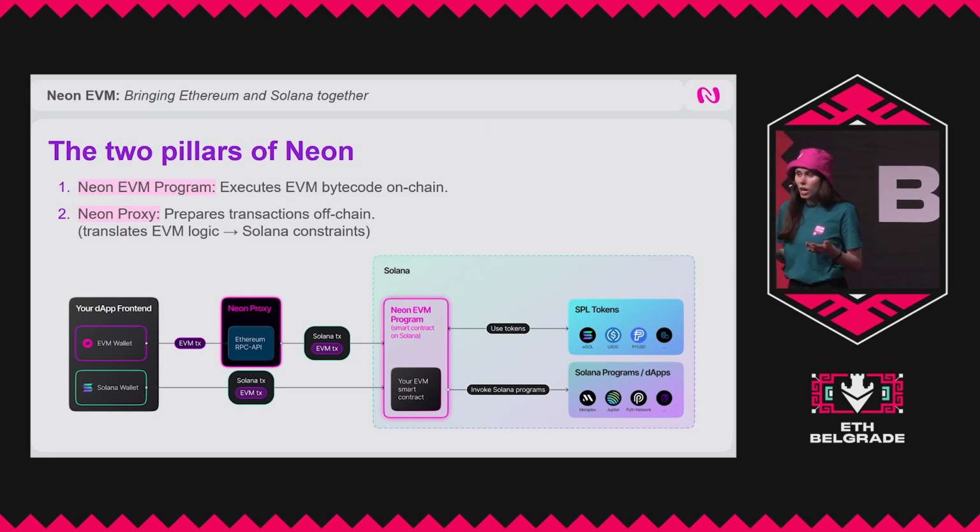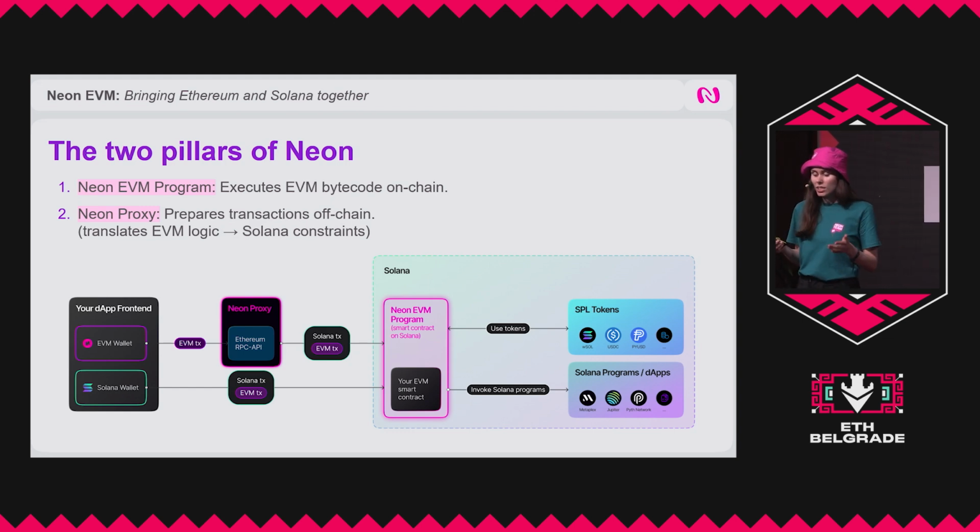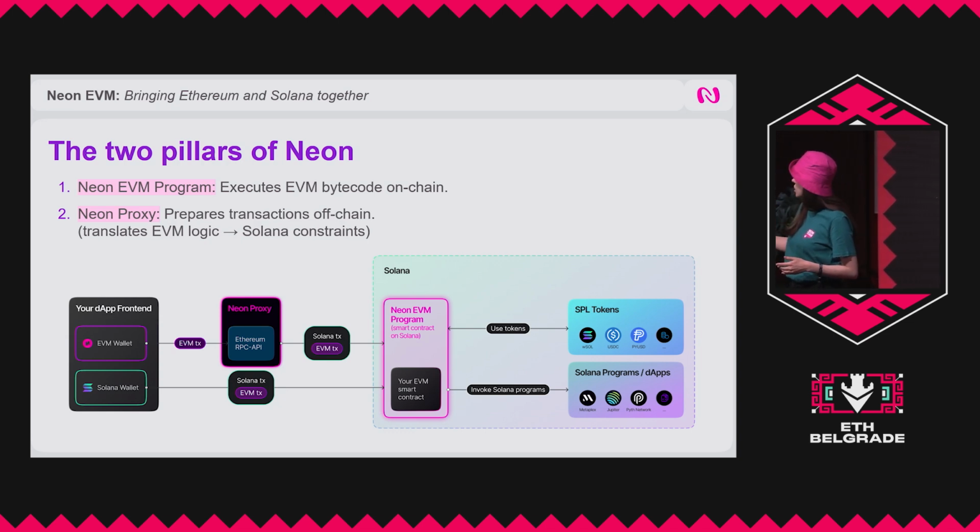And a Neon EVM user will send an Ethereum-like transaction, which will be translated in the Neon Proxy with the help of the Neon libraries into a Solana transaction. So the EVM transaction will be included in the data field of a Solana transaction, and it will be sent to a Neon EVM program, a program on Solana, where, by the way, your smart contracts should be deployed in order to do all that.